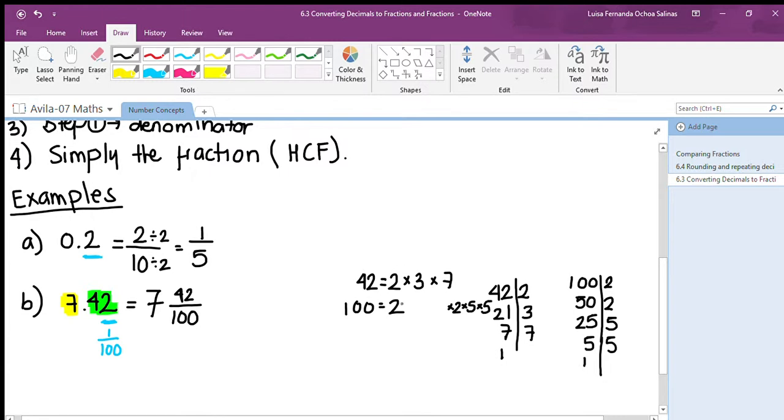For highest common factor, I only have to take the ones that are common, therefore the highest common factor is going to be 2. So I can only simplify it by dividing by 2, which is going to be equal to, don't forget your units, 7 and 21 over 50. And that's your answer. Fantastic. Okay, I'm going to do another video for the next step.